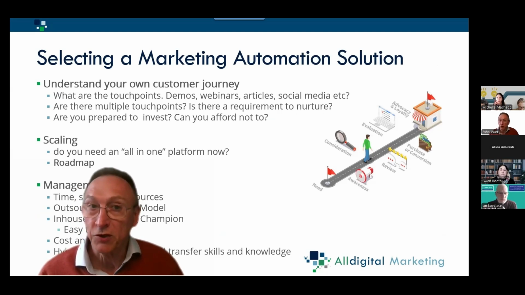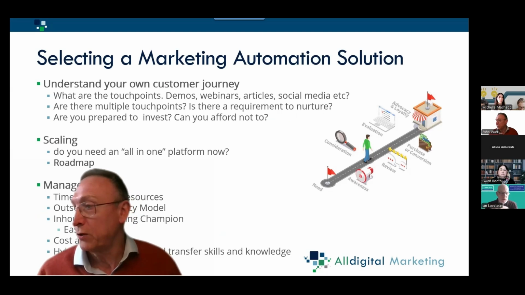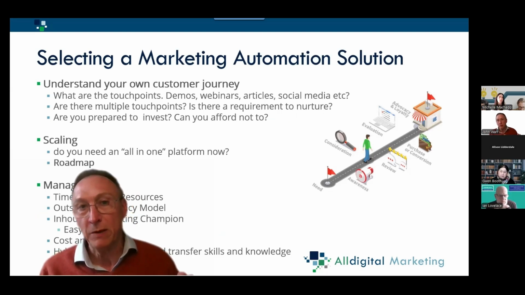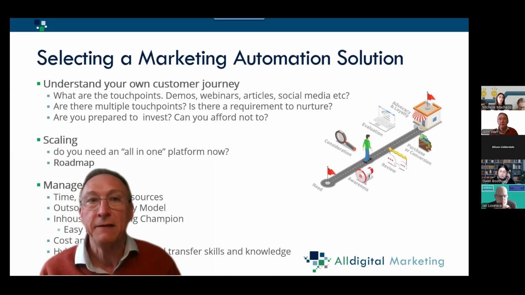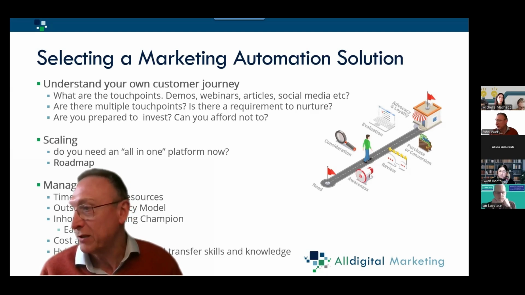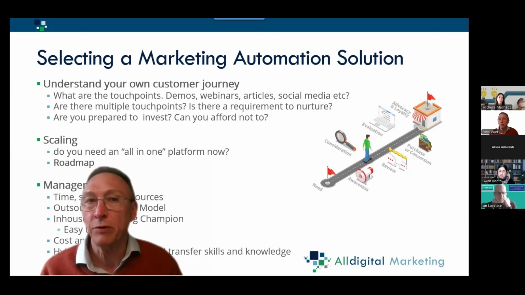Do you know what the touch points are that your customers are going to have when they interact with your business? In other words, do you need to be able to do seminars, webinars, articles, social media, etc.? What are all the elements that you need to measure? What are those touch points? If there are multiple touch points, then it probably means that it's a considered purchase. It's not instant. So again, the more considered a purchase is, the better marketing automation works.